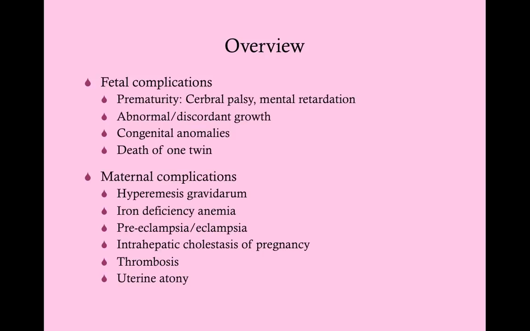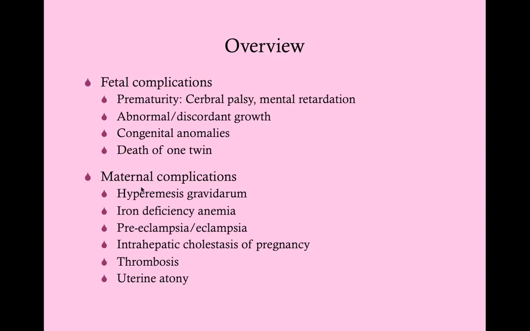So the fetal complications of multiple gestation obviously include prematurity, and if a baby is born premature, there's an increased risk of cerebral palsy and mental retardation, abnormal and/or discordant growth. So if one twin receives more blood flow than the other, we call that twin-twin transfusion syndrome. You can have discordant growth in which one baby grows more than the other. That is something that we want to look for when we're doing serial ultrasounds towards the second and third trimester. Congenital anomalies, there's a slightly increased risk of congenital anomalies when there's twins, and then the death of one twin. That can be a big problem.